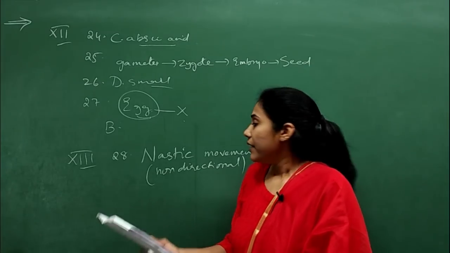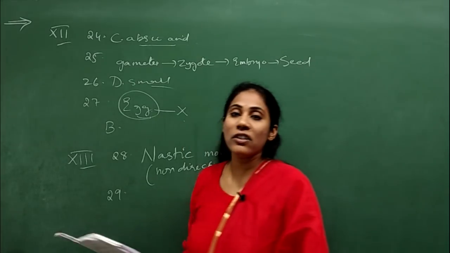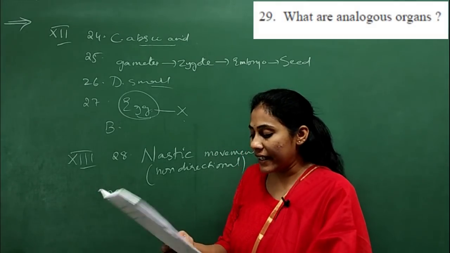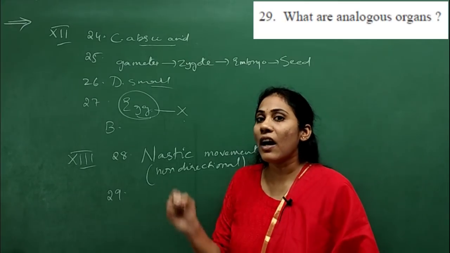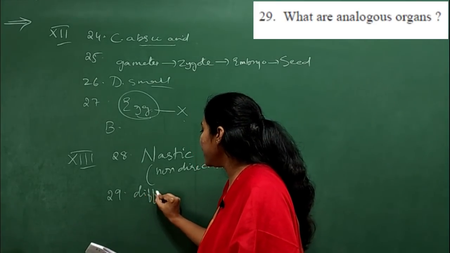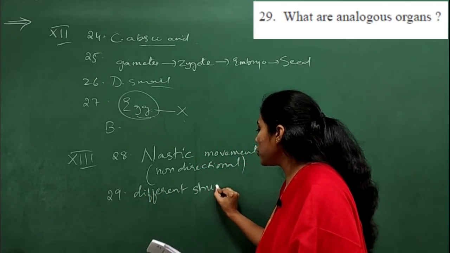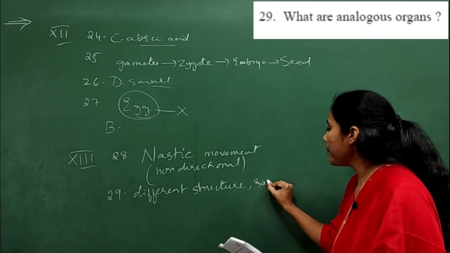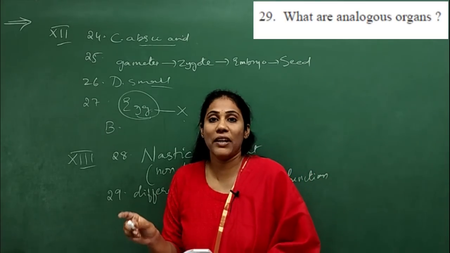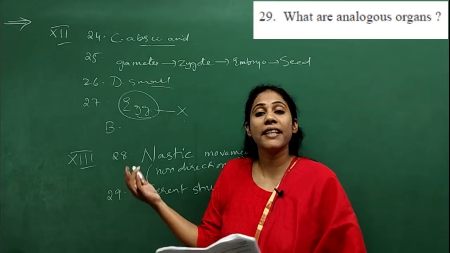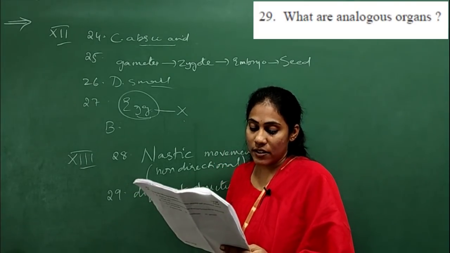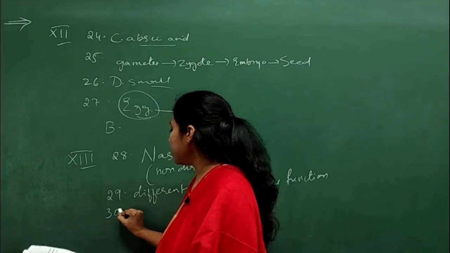Clear? Now the 29th question, the most expected one, analogous organs and homologous organs. Both are very, very important. Here they are asking you, what are analogous organs? Analogous organs are the organs which have different structure and the same function. Example, wings of a bat and wings of a butterfly. Structure-wise they are different, but the function is the same. That is, they use their wings for flying, isn't it? So they are called analogous organs. Coming to question number 30.